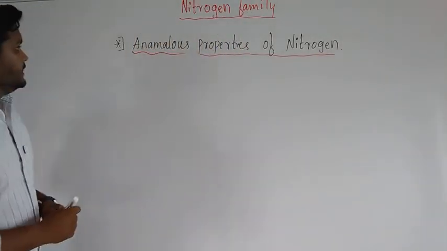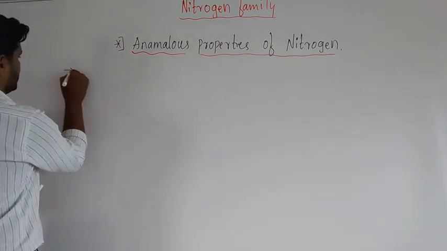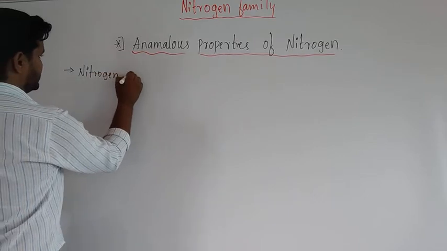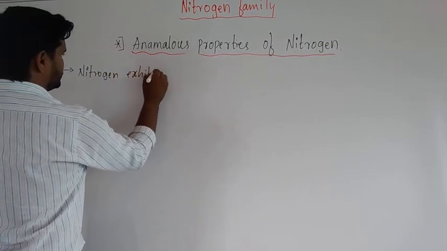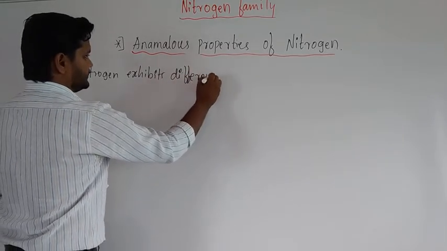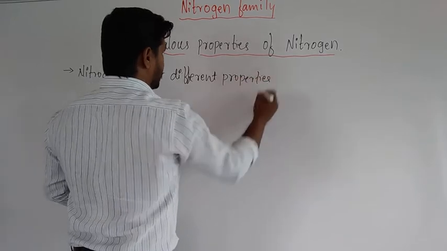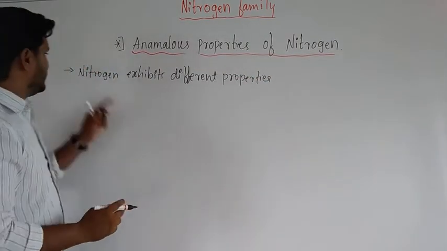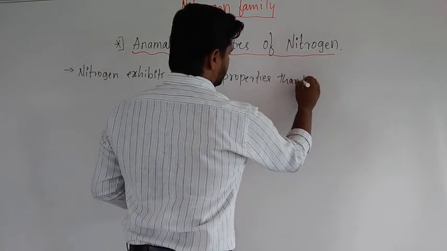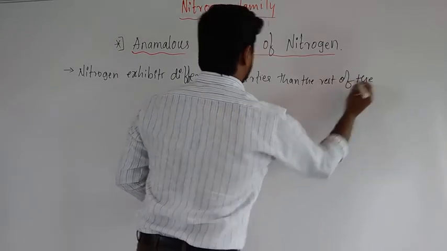Okay, students. First one, what is meant by anomalous properties? Nitrogen exhibits different properties. Nitrogen is the first member of the group 15 family. Nitrogen exhibits different properties than the rest of the family members.